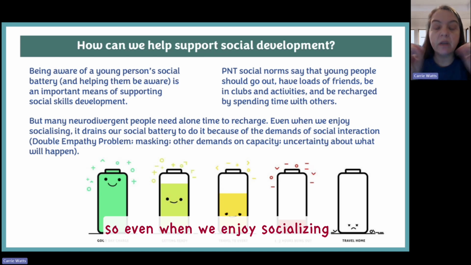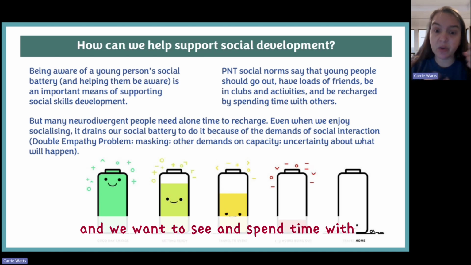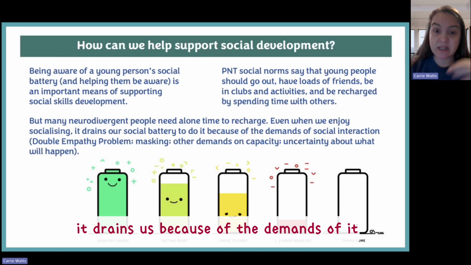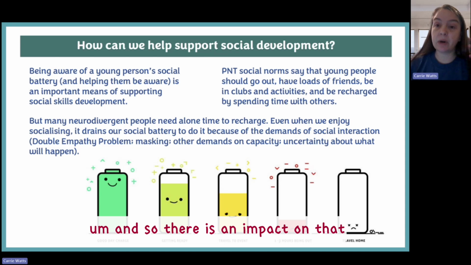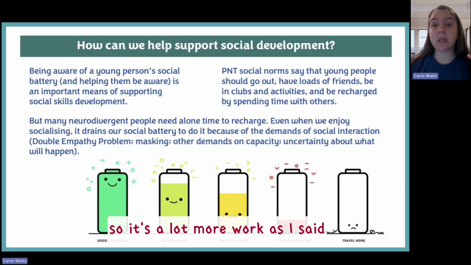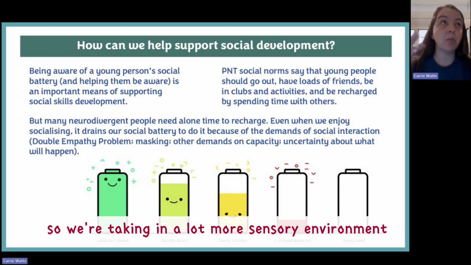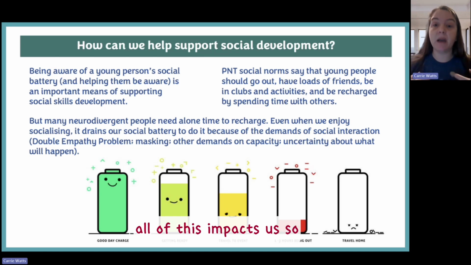So even when we enjoy socializing and it's with people that we love and we want to see and spend time with, it drains us because of the demands of it. We still always have to mask to a certain extent. And so there is an impact on that. There's the double empathy problem going on. So it's a lot more work. As I said, our brains are hyperconnective. So we're taking in a lot more sensory stuff all the time. All of this impacts us.